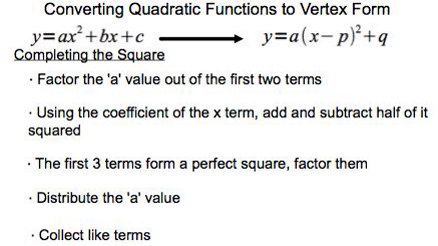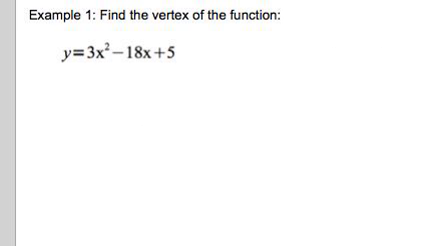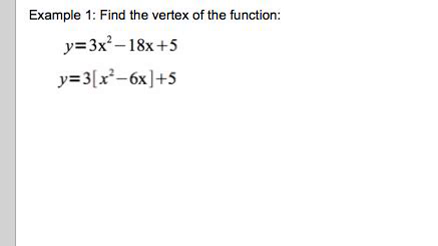So here's an example, y equals 3x squared minus 18x plus 5. We're going to complete the square in order to find the vertex. So the first step is to factor the a value out of the first two terms. When you do that, we should get 3 bracket x squared minus 6x, close the bracket, and the plus 5 remains unchanged.